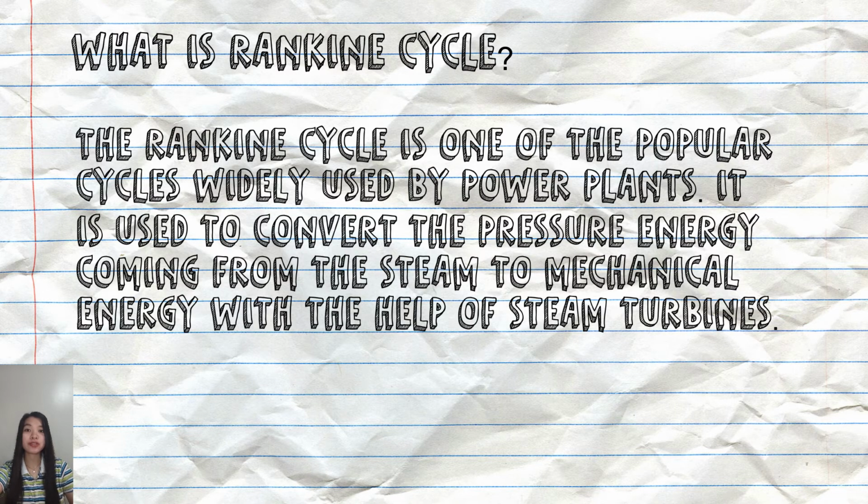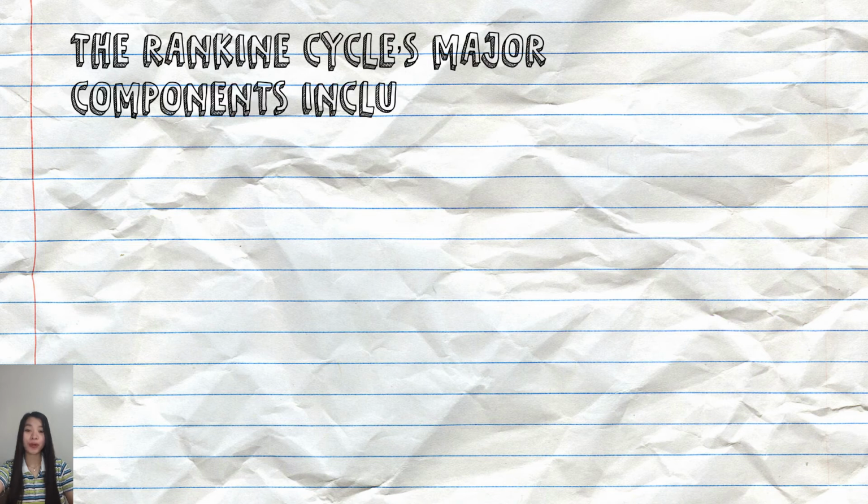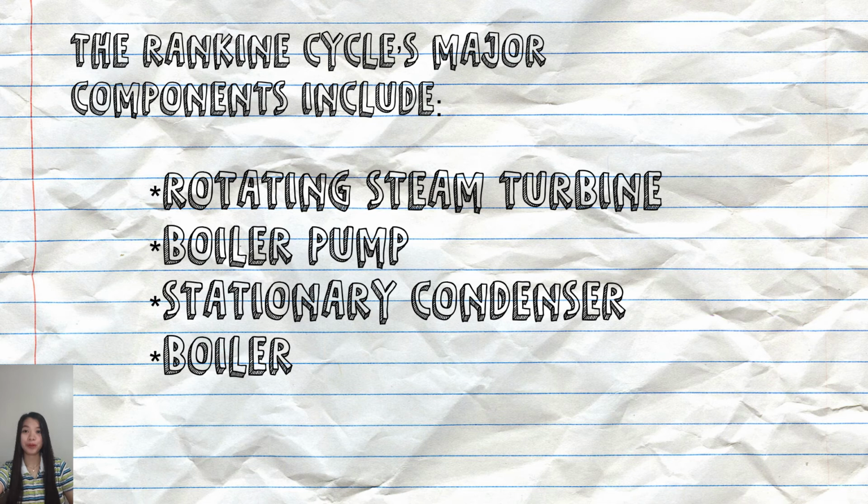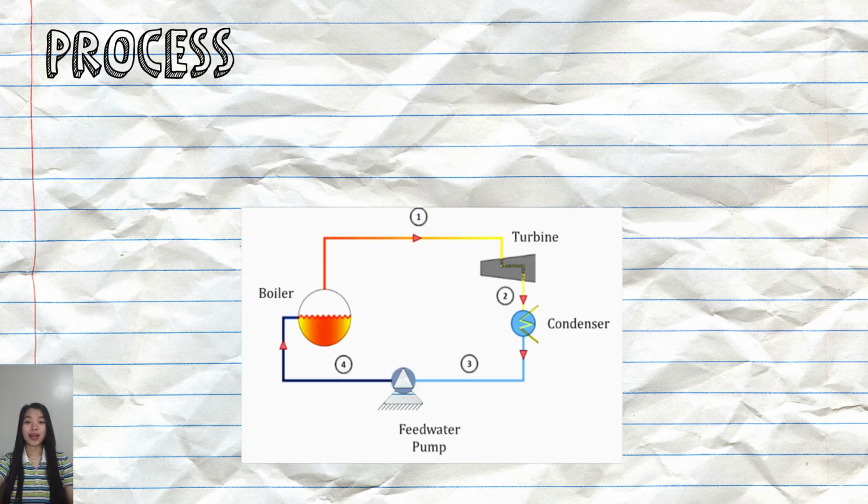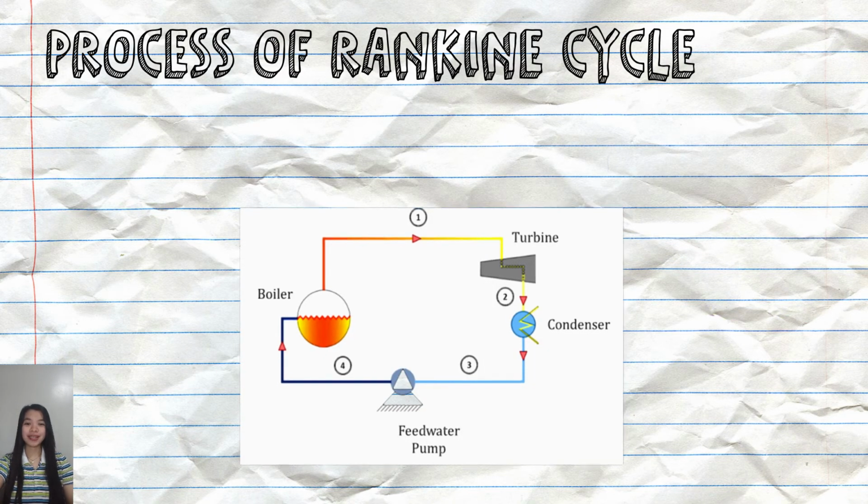The heat sources from which the power plant uses the Rankine cycle are coal, natural gas, or oil. There are four major components of the Rankine cycle, including a rotating steam turbine, a boiler pump, a stationary condenser, and a boiler. There are four processes of the Rankine cycle.